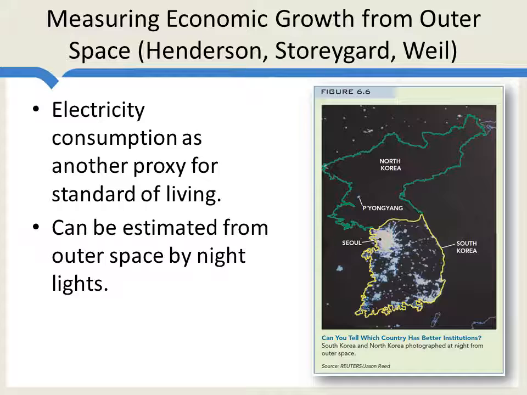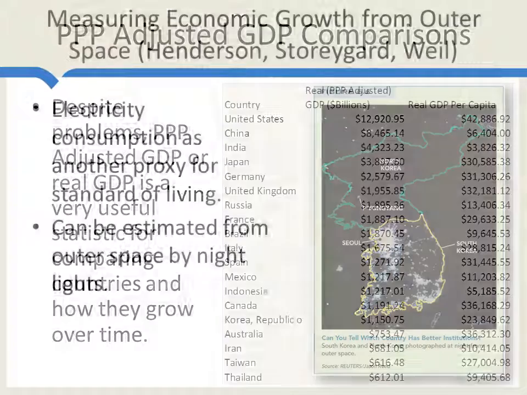You can therefore see just by looking at the lights that North Korea is a much poorer country than South Korea. You can look at this not just at a point in time, but you can actually see the lights coming on. You can actually see economic growth as it happens. In China, for example, you see literally the lights turning on at night as the country becomes richer. So this is another way of trying to get at some of these issues.